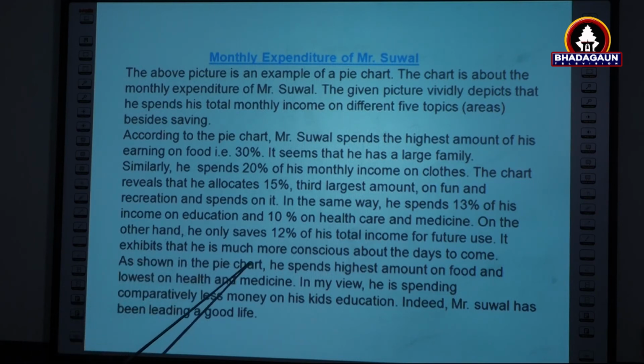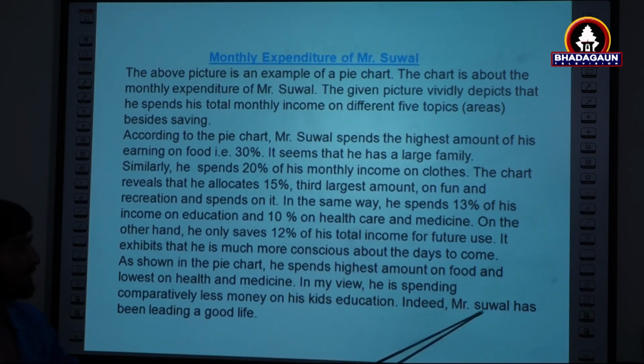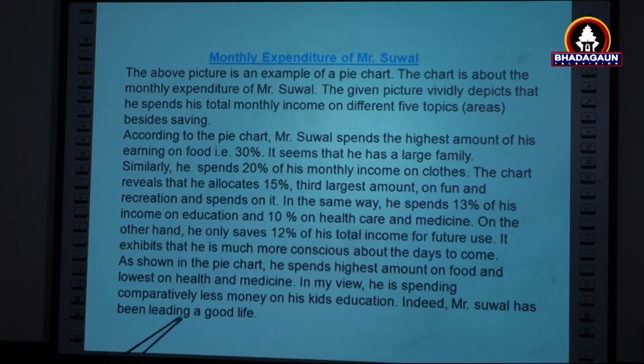As shown in the pie chart, he spends the highest amount on food and the lowest on health and medicine. In my view, concluding, he is spending comparatively less money on his kids' education. Apostrophe is not here. Kids' education. Indeed, truly speaking, Mr. Sual has been leading a good life. This is the complete answer on the basis of the discussion above we have already done.